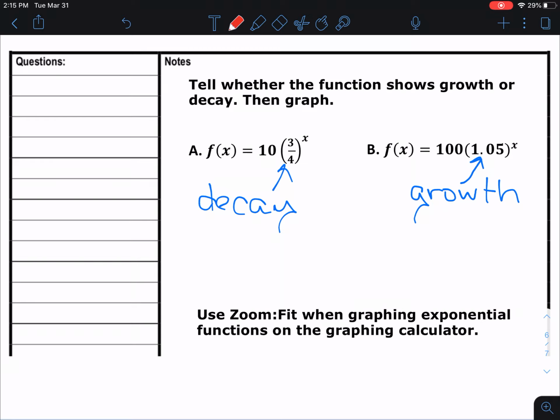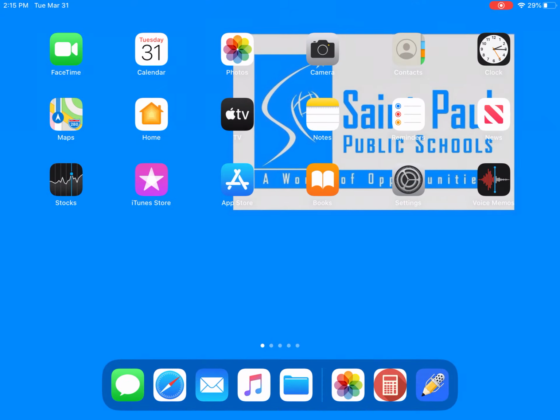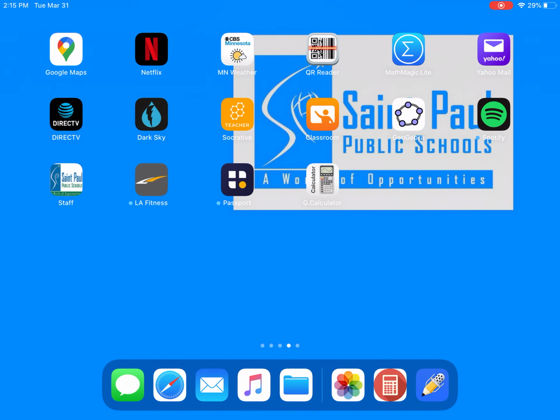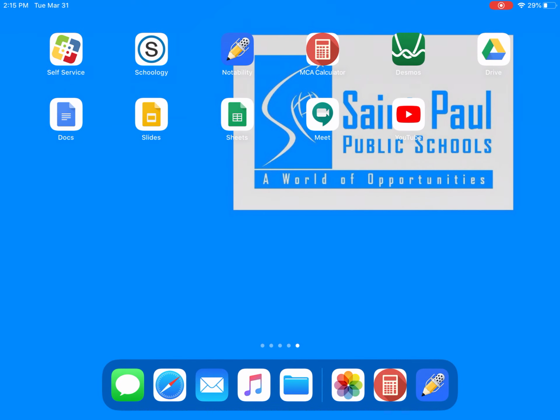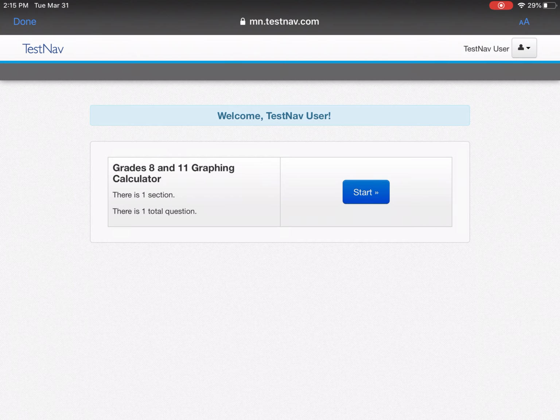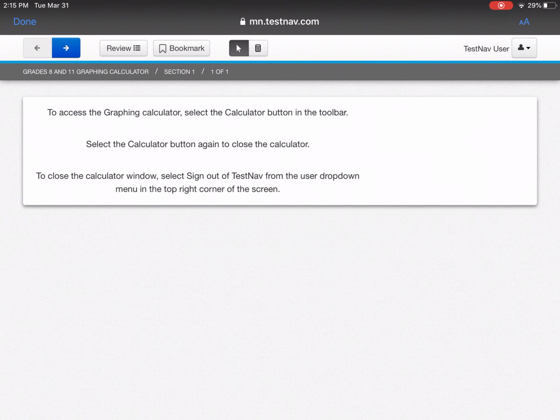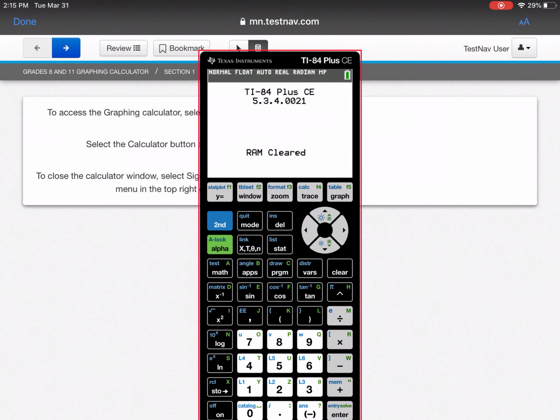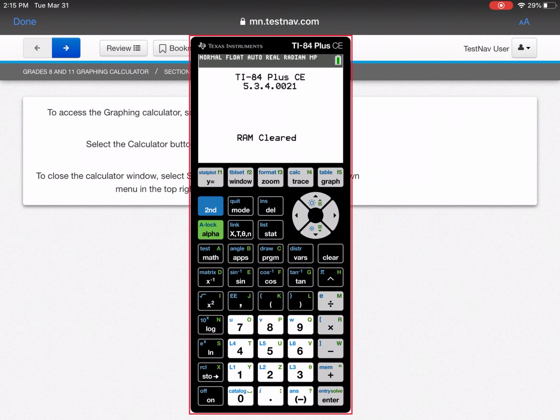And here's where you'll need your graphing calculator. On your iPad, find the MCA calculator. You're going to go to the grades 8 and 11, and then just press start until you get to here. And then go to the top. Okay, now I got my graphing calculator, the same one you have in class.